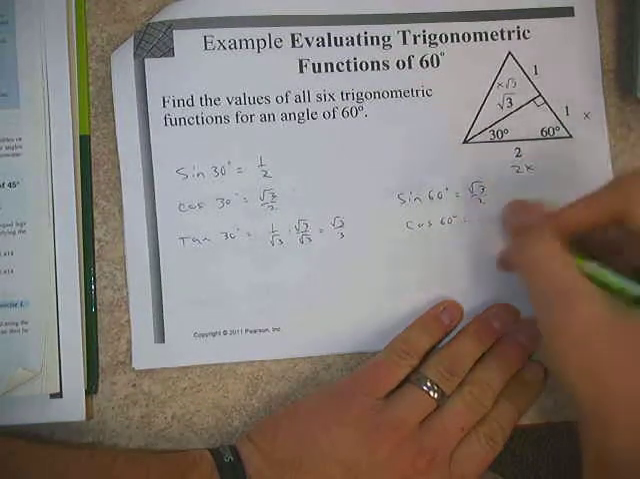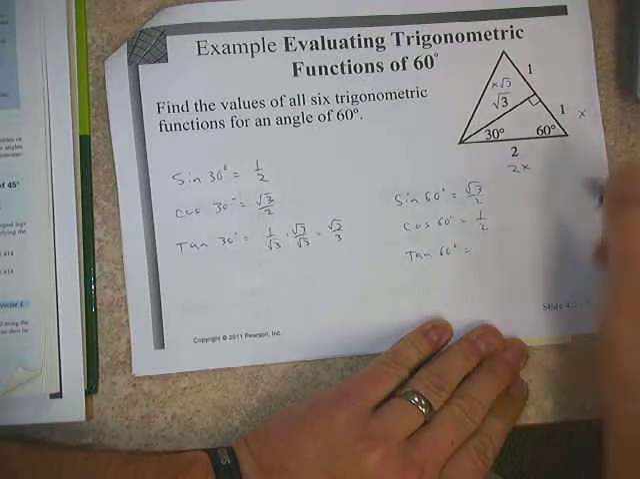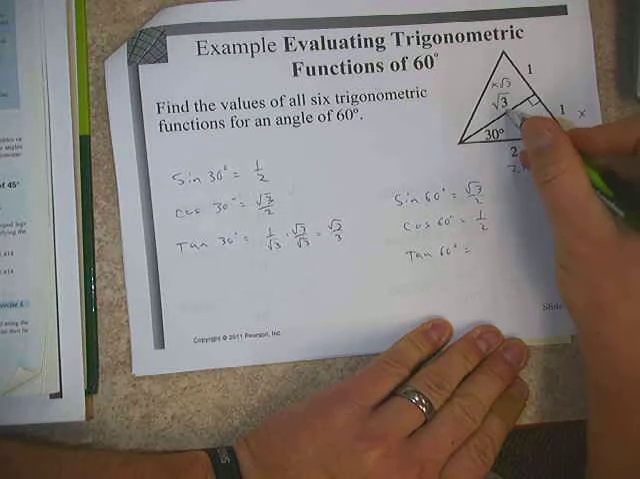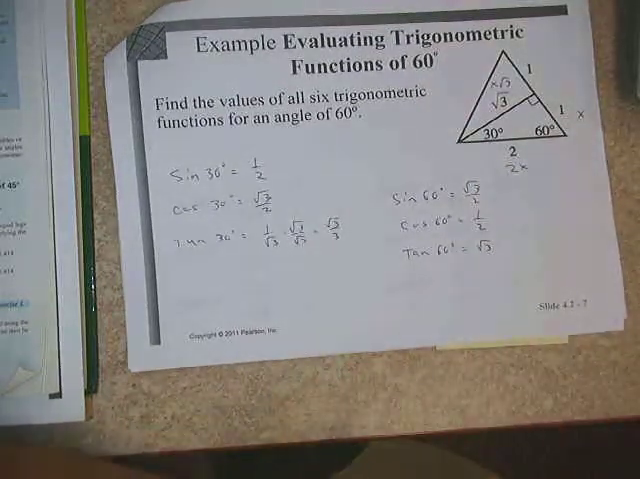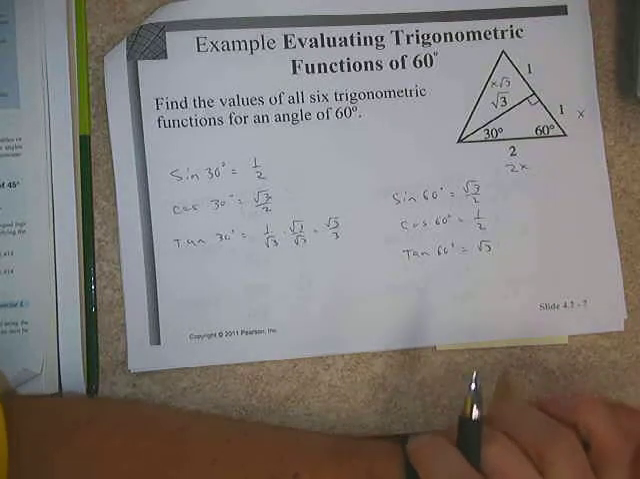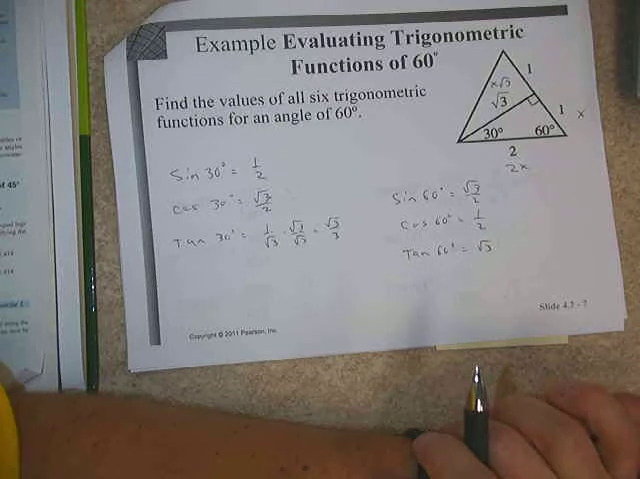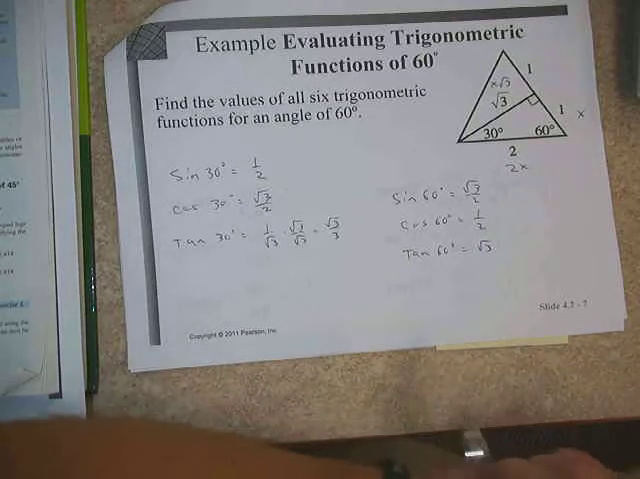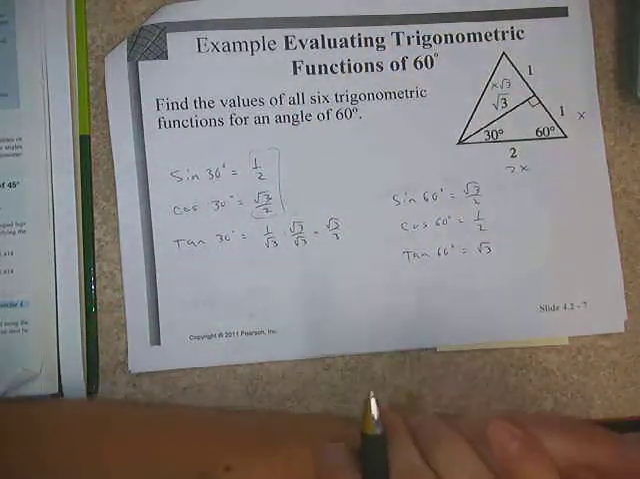The 60 here, the sine of 60 is going to be opposite over hypotenuse, which is radical 3 over 2. Cosine of 60 is going to be adjacent over hypotenuse, which is going to be 1/2. And then the tangent of 60 is going to be opposite over adjacent, which is going to be radical 3.